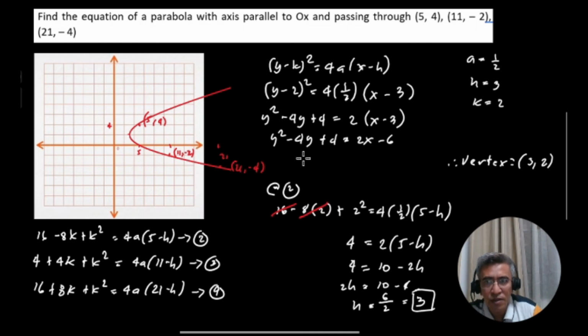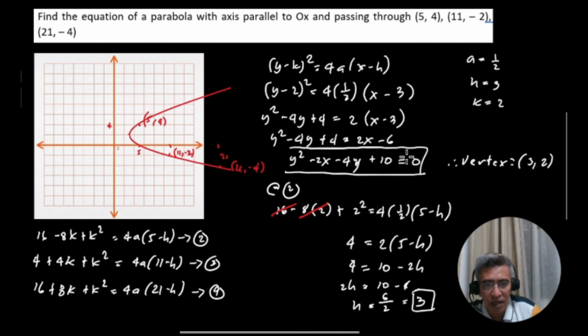And for the equation of the parabola, y squared, transpose 2x to the left side, that's negative 2x, then negative 4y, and positive 4. And transpose negative 6 to the left side, that's positive 6. So 4 plus 6, that's positive 10, and equal to 0. And this is the equation of the parabola: y squared minus 2x minus 4y plus 10 is equal to 0.